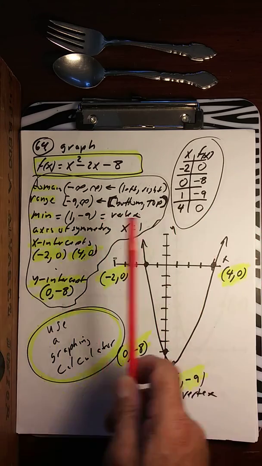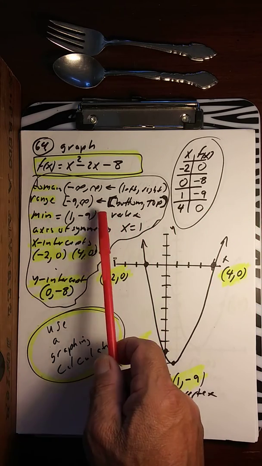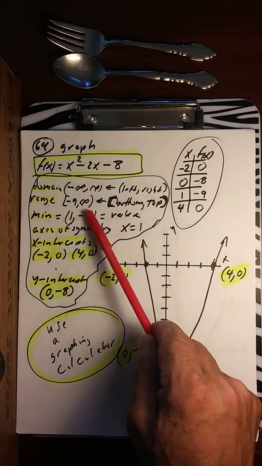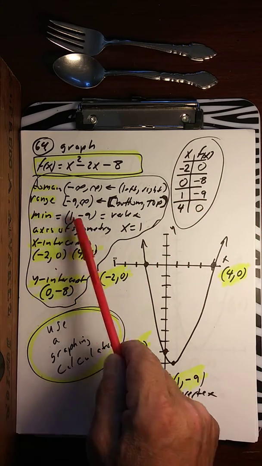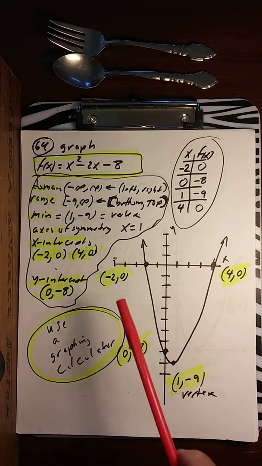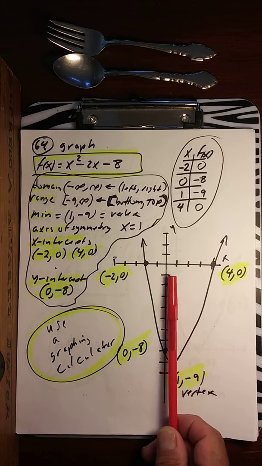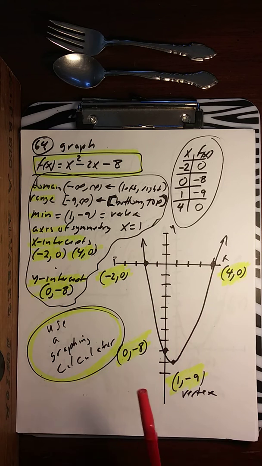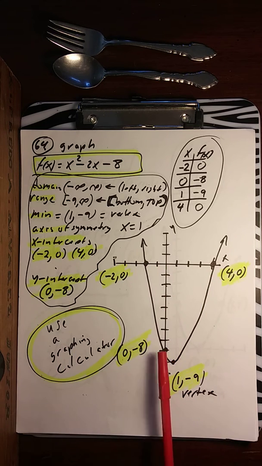negative infinity to infinity, because it doesn't stop there. The range, it goes from the bottom, which is -9, up to infinity. And the minimum is (1, -9) right there. It's the vertex. The axis of symmetry is x equals 1. X-intercepts are (-2, 0) and (4, 0). And the Y-intercept is right there, (0, -8).